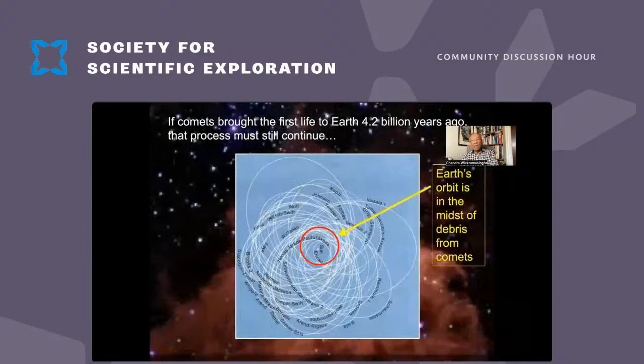Having said all this, the important question is, how could we prove that this is happening even at the present time? This is a picture of all the short-period cometary orbits, and the red circle here is the orbit of the Earth. The Sun is at the center. The Earth's orbit is clearly in the midst of all the debris thrown out from the comets. And so the Earth is picking up this debris on a regular basis.